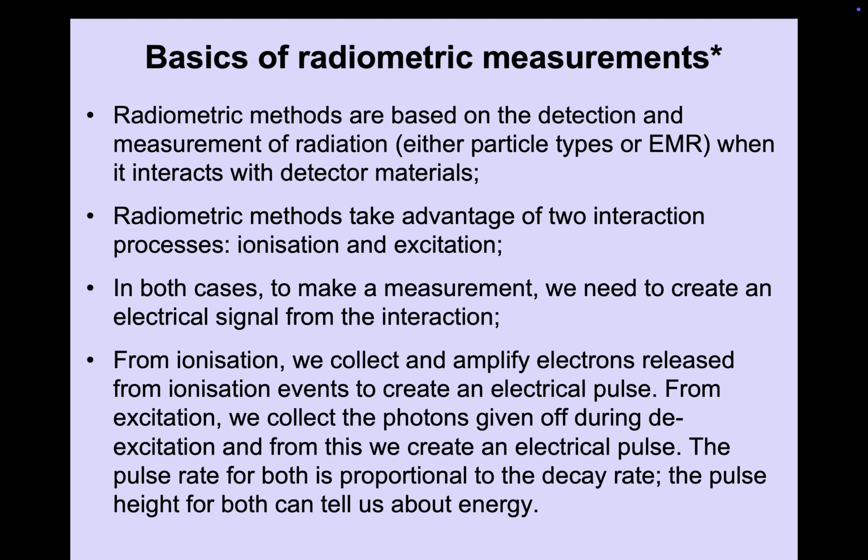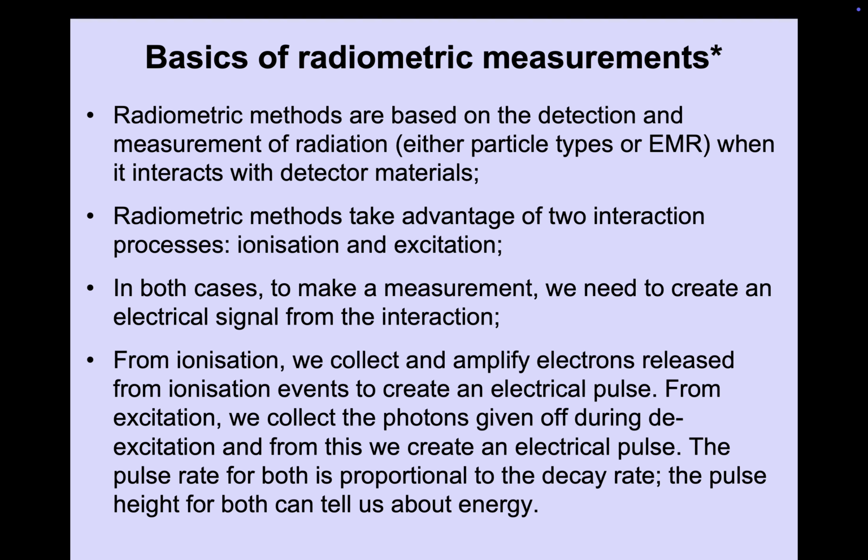Now in both of those cases, to be able to make a measurement, we're going to need to have an electrical signal being created from that interaction. And if we can capture that electrical signal, then we have a chance of being able to tell that the radioactive decay has happened, and also the identity of the parent isotope that has underwent that decay.